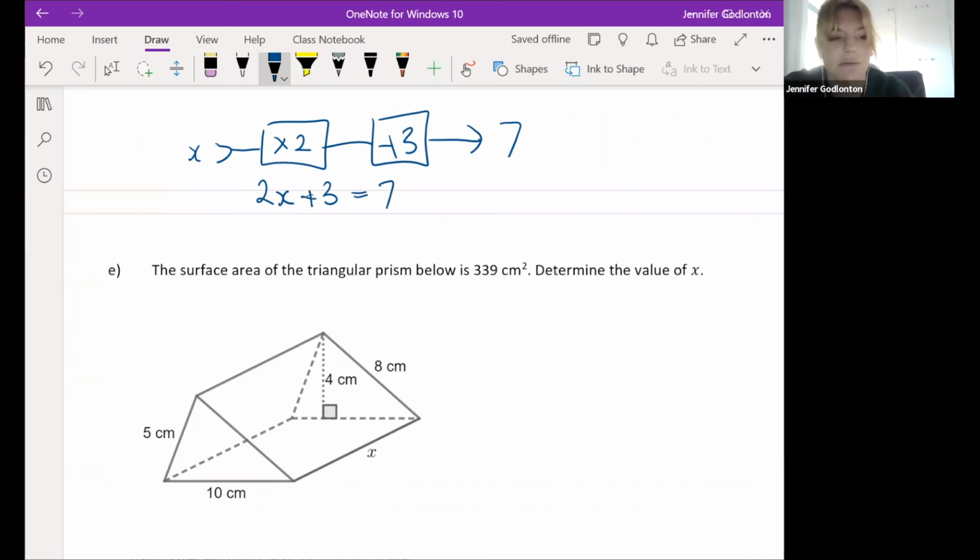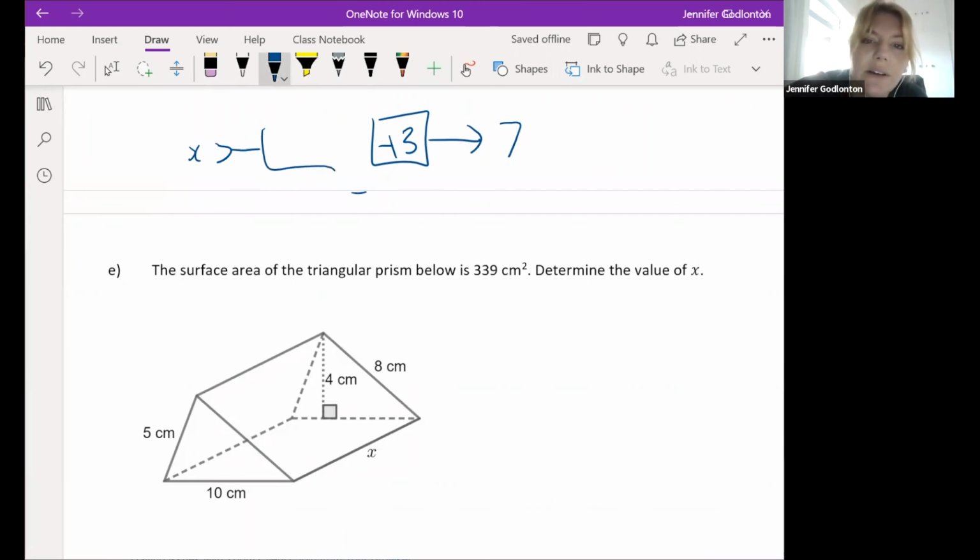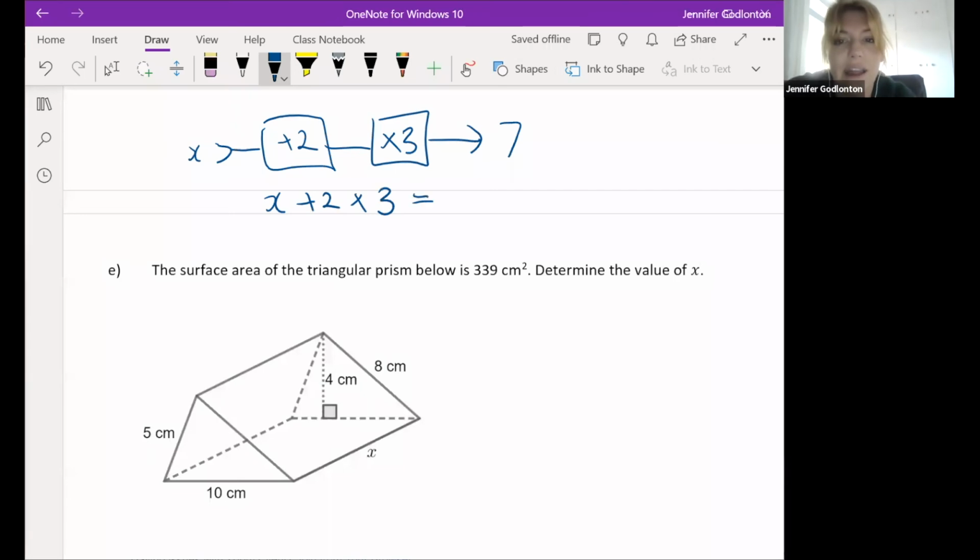So basically, you're just writing what is happening to x. Now, if this was written differently, like let's say this was plus 2 and then times 3, because of our rules of operation, if I write x plus 2 times 3, just like that, then multiplication would happen first. But the first thing that happened was plus 2. So we need to put that in brackets to make sure that happens first. That's how you work with flow diagrams.